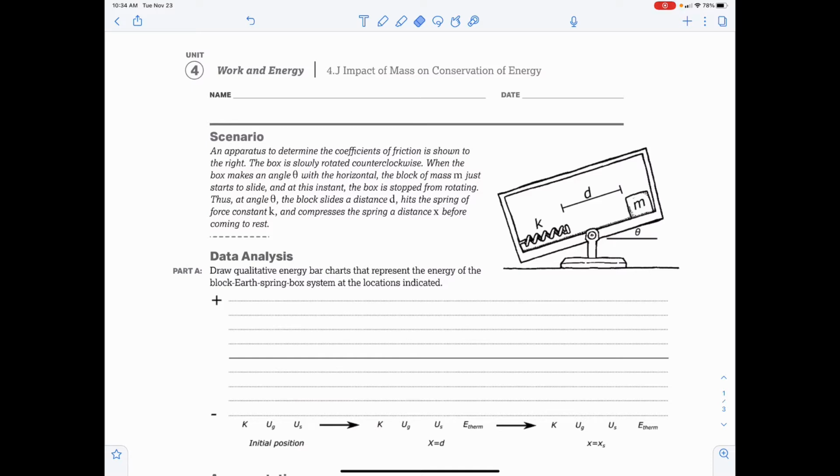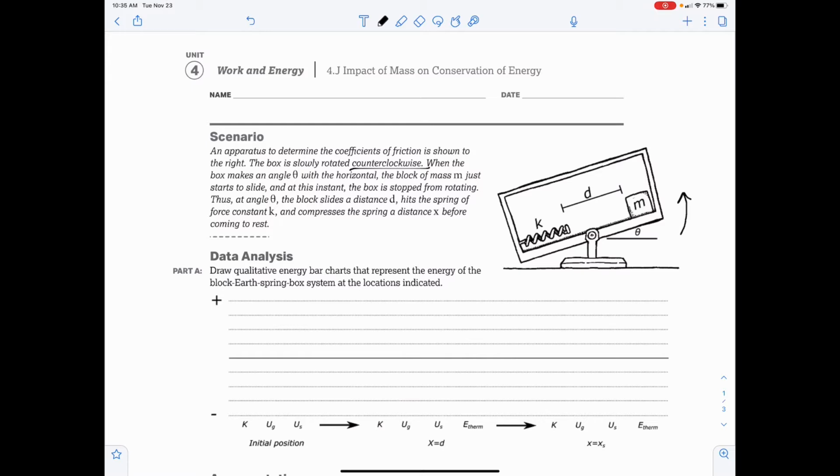An apparatus to determine the coefficients of friction is shown to the right. The box is slowly rotated counterclockwise when it creates an angle theta with the horizontal. The block of mass m starts to slide, and at this instance, the box is stopped from rotating. Thus, at angle theta, the block slides at distance d, hits a spring of force constant k, and compresses the spring at distance x before coming to rest.